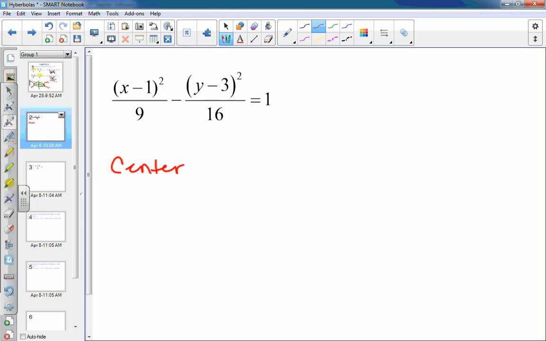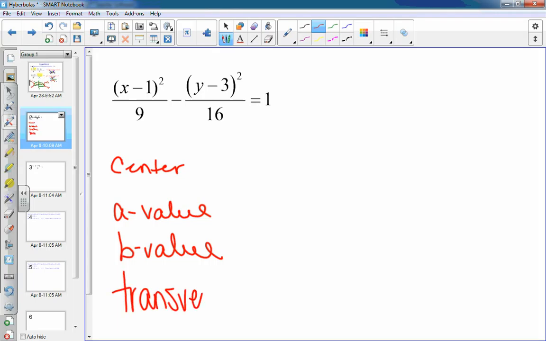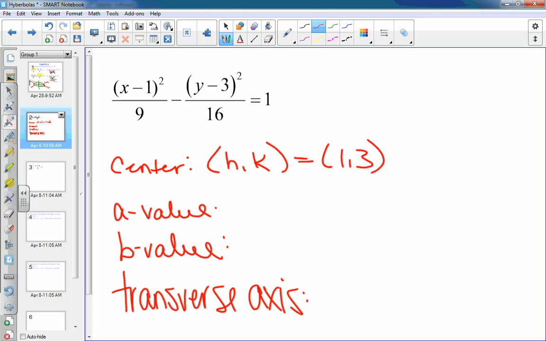Okay, so with that said, I see that the x is first, so I need to find a few things. Okay, those are the things that I need to find. I need to find the center, I need to find the A value, the B value, and the transverse axis, meaning is it going to be an ellipse that's turned inside out on the horizontal x-axis or on the vertical axis y? Does everybody understand that? Okay, so with that said, my center is what? It is HK, which is going to be 1, 3.